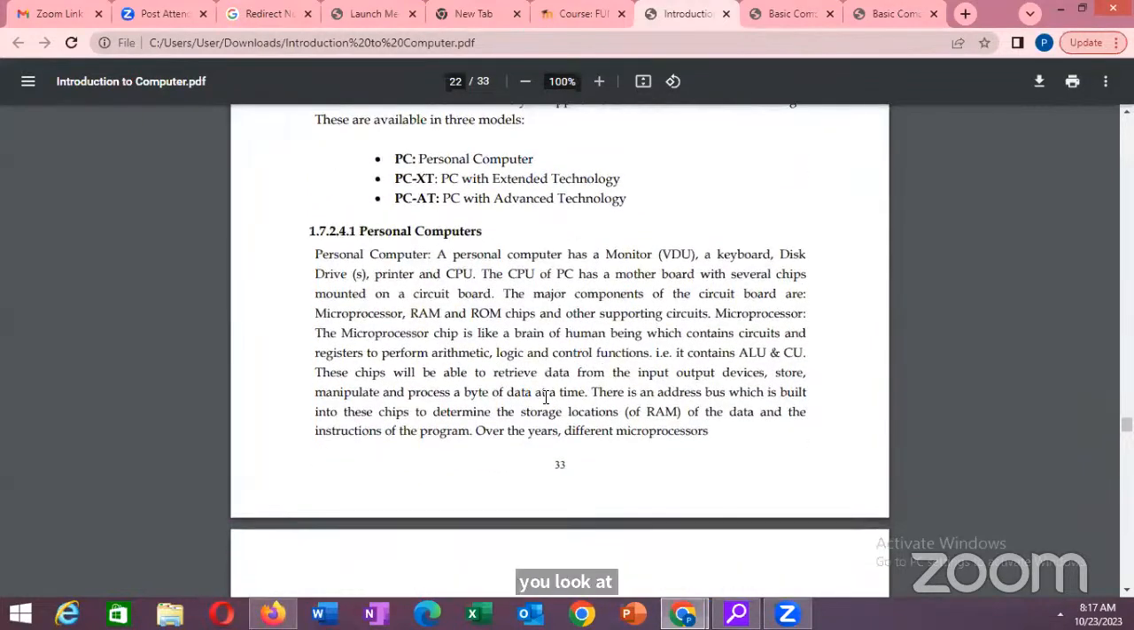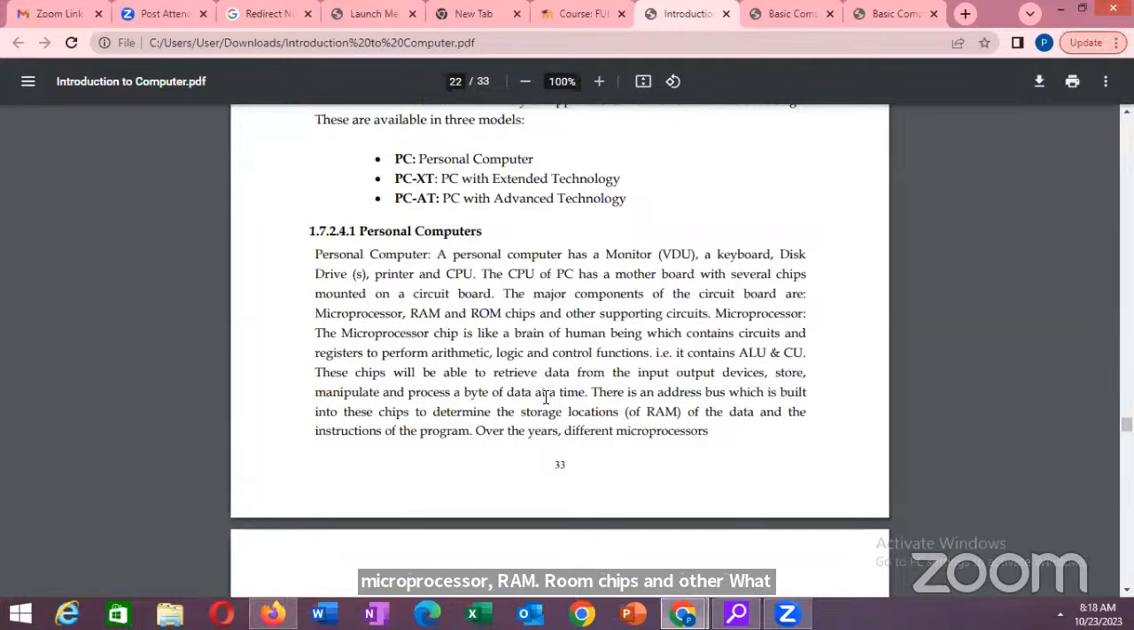So then we also have personal computers. A personal computer has a monitor, a keyboard, a printer, and a CPU. The personal computer has a motherboard and several chips mounted on a circuit board. The major components of the circuit board are the microprocessor, RAM, ROM chips, and other supporting circuits.